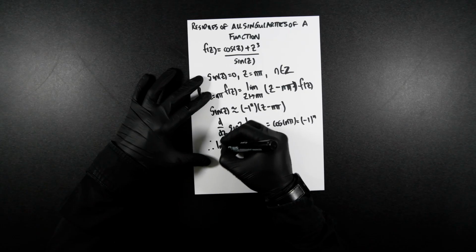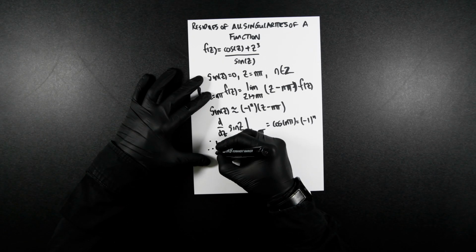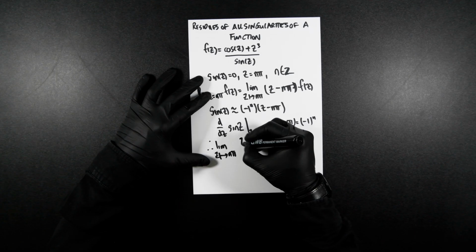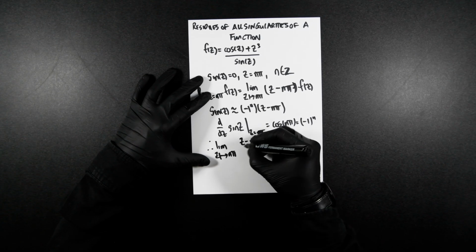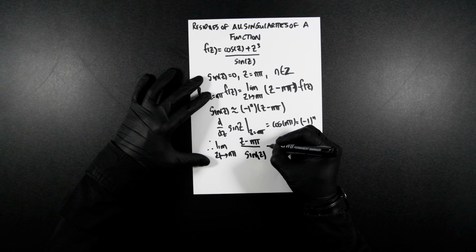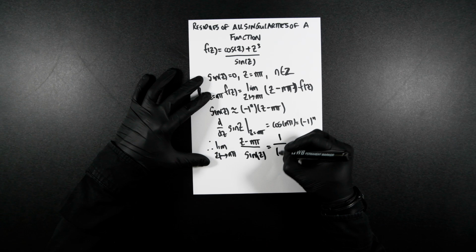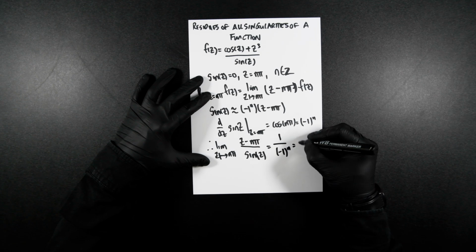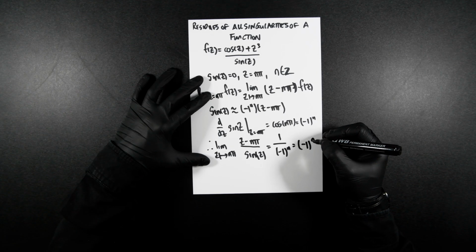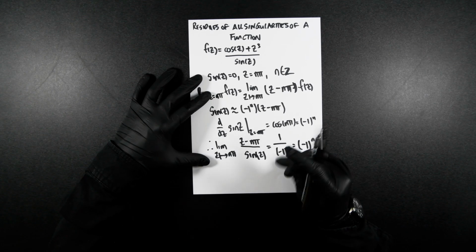So therefore, the limit where z goes to nπ of (z minus nπ) over sin z equals 1 over (minus 1)^n, which is (minus 1)^n. We're almost there.